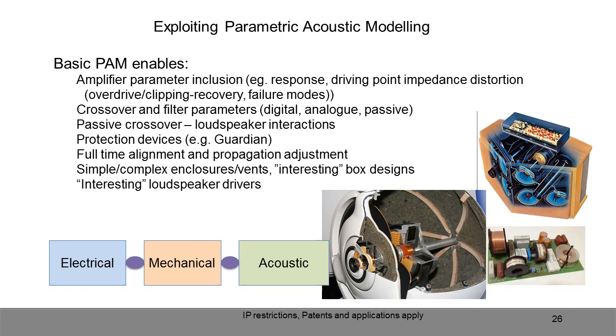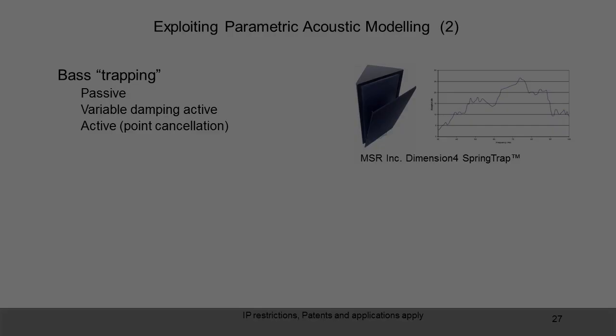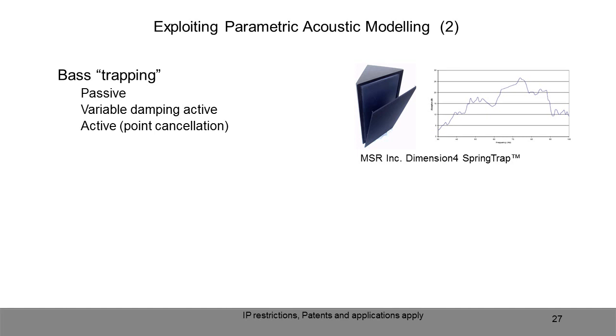But we don't need a motor. Now that we've got a tool that can analyse acoustics, we can make passive absorbers. We can just model the acoustic and mechanical part. And so, okay, we want an absorber to get rid of the bass in this room. We'll just model that. And we worked with a company called MSR in America to come up with that spring trap corner design. That has 34 dB of absorption at 70 Hertz, which is more than most people need.